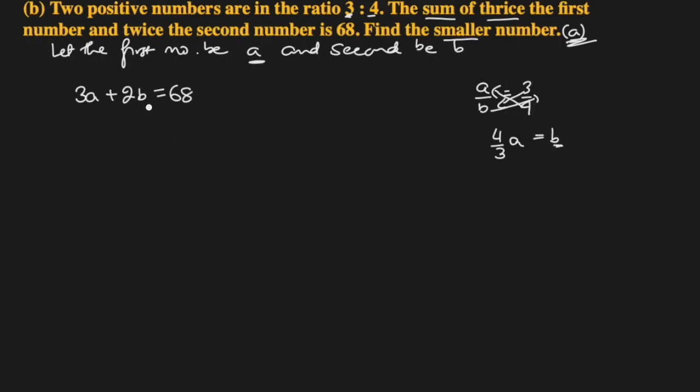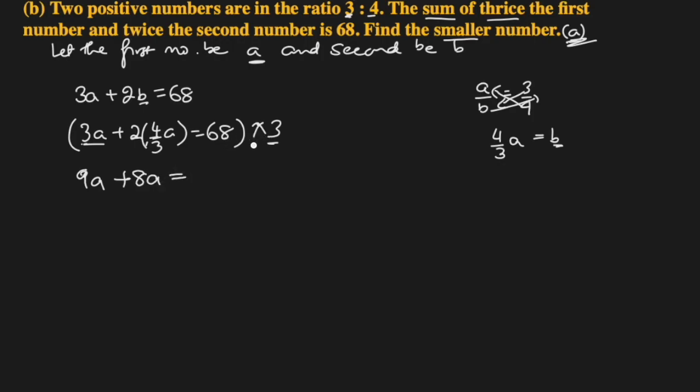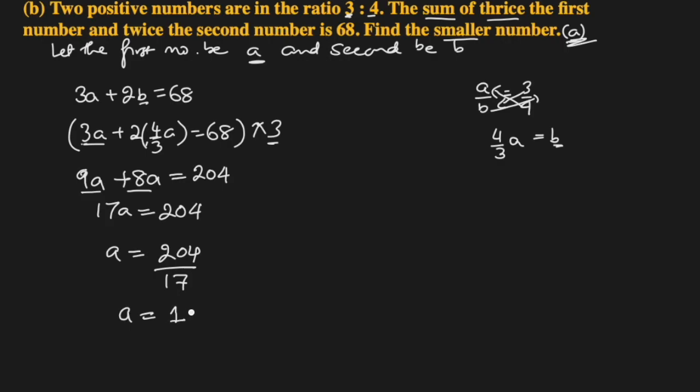So now we can substitute B in this equation so that it is gone and we are left with only A, and we will find the value of A. So 3A plus 2 times 4 over 3 A equal to 68. Let's multiply the whole equation by 3 so that 3A times 3 will be 9A. And this is 2 times 4, 8, but this 3 will get cancelled because we are multiplying the whole equation by 3. So it will be 8A left only, equal to 68 times 3, 204. So it becomes 17A equal to 204, and A is 204 divided by 17, and that was the purpose. That's why we eliminated B. So 17 times 12 is 204, A is equal to 12. 12 is the smaller number.